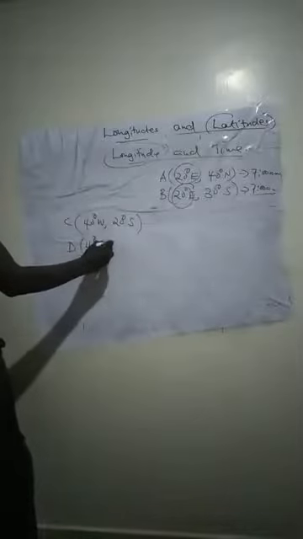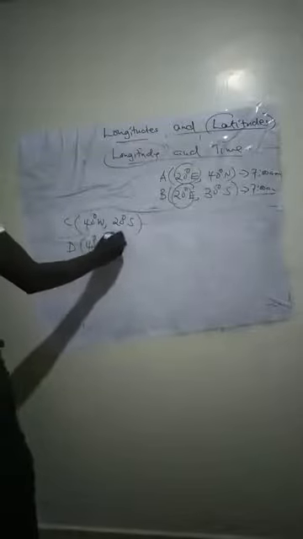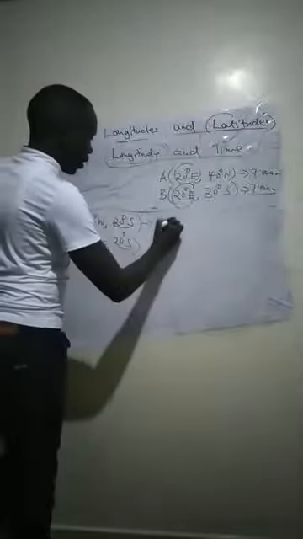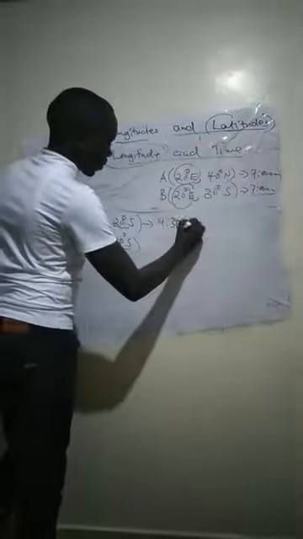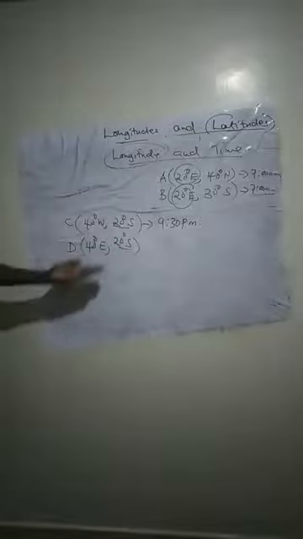But if they are in different longitudes, let's say for example C, 40 degrees west and 20 degrees south, and D, 40 degrees east and let's say 20 degrees south. The latitudes are the same. So let's say the time in this town is 9:30 p.m. You will need to figure out what is the time in town D.